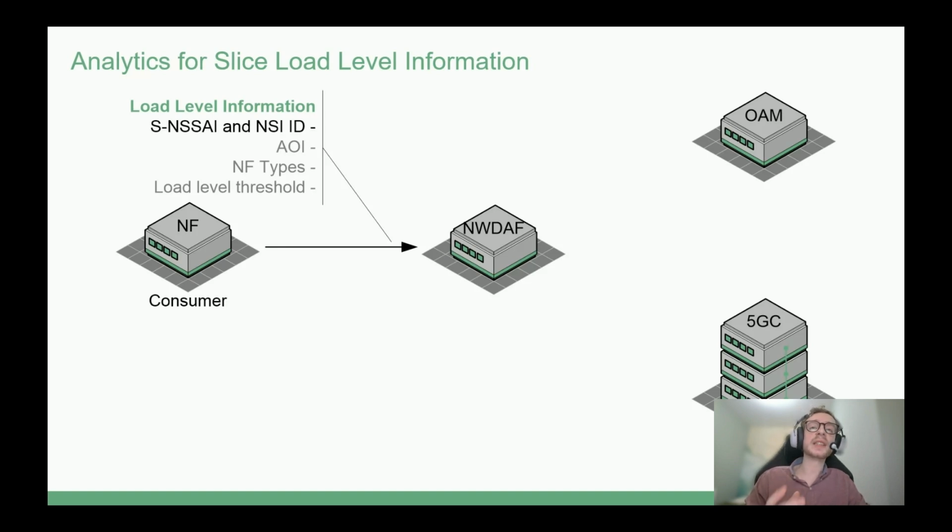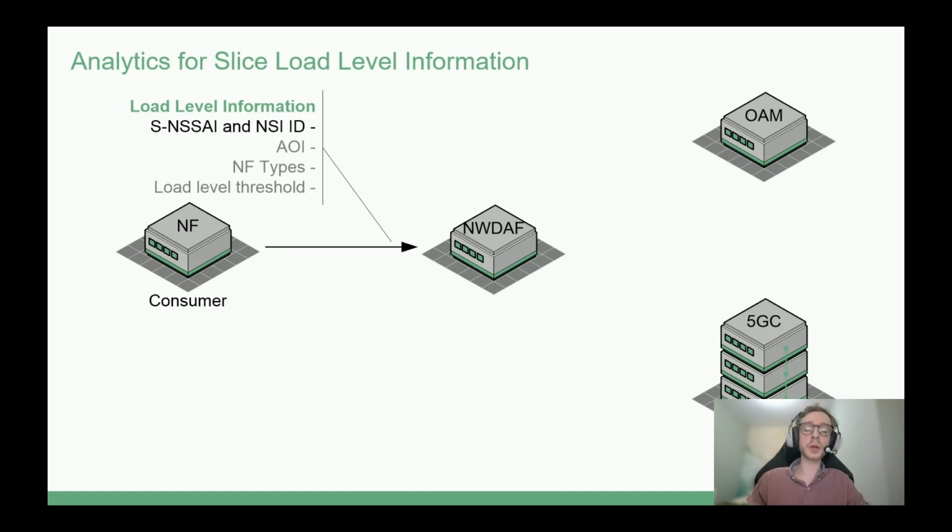We can also specify the network slice instance ID as well, and this is an optional field. And we can specify an area of interest, the network function types that we want to look at, and the load level threshold of those network functions. So for example, we could query the NWDAF and say, okay, we want to look at this specific network slice. We want to look at it within this area. We want to look at only session management functions and tell us the load level of session management functions that are over 70% load.